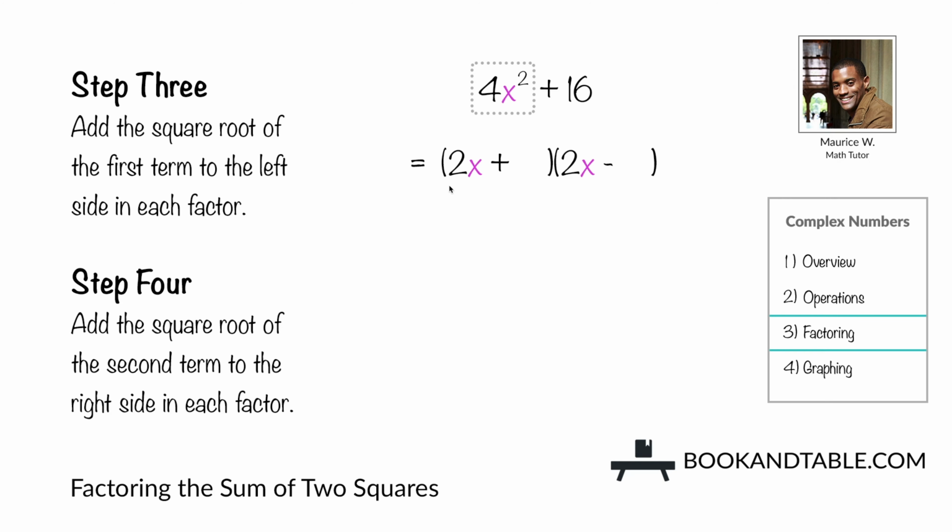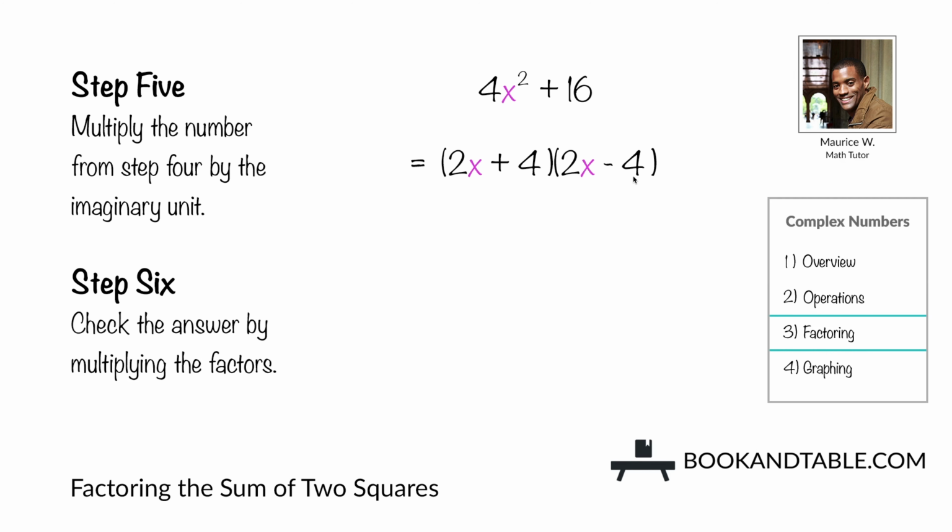The square root of 4 is equal to 2. And the square root of x squared is equal to x. So 2x is the first term in each factor. And now step 4, add the square root of the second term, 16, to the right side in each factor. And the square root of 16 is 4. The next step, step 5, we want to multiply 4 in each factor by the imaginary unit i, showing us the factors of 4x squared plus 16 are equal to 2x plus 4i and 2x minus 4i.